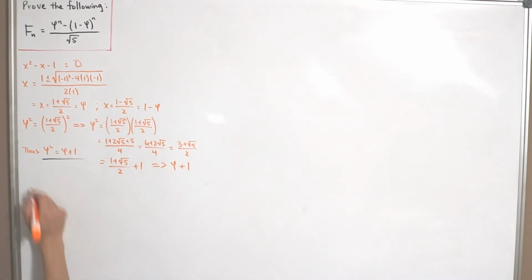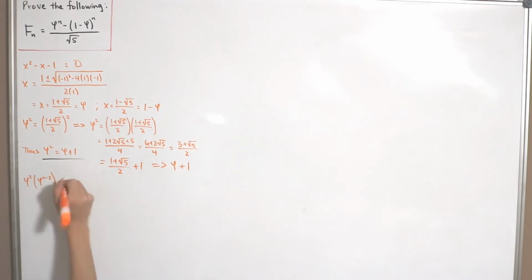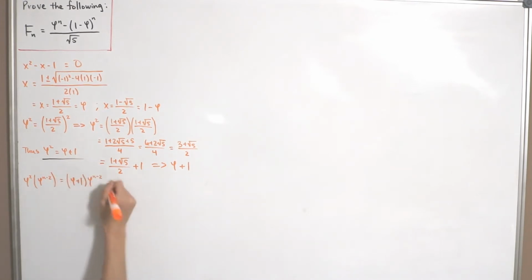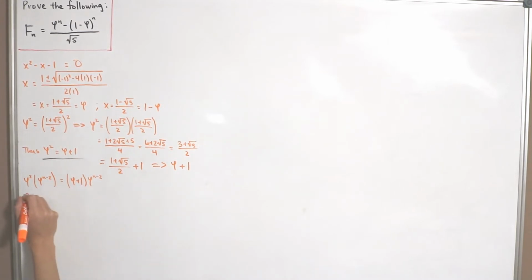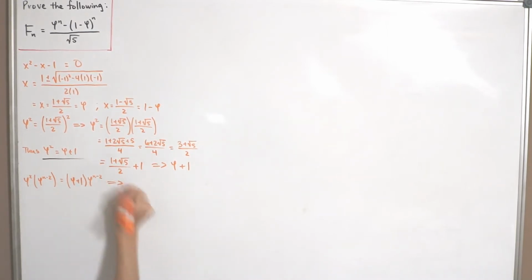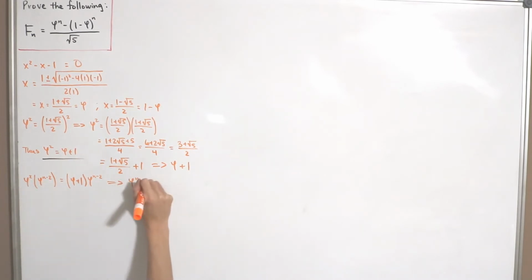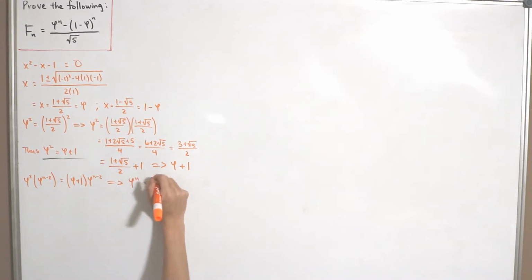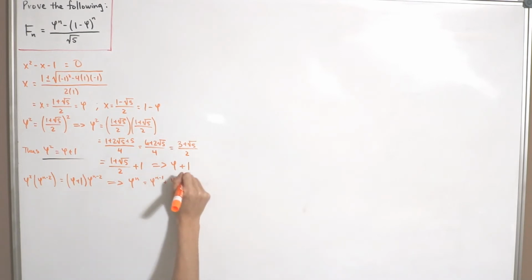So we have phi squared multiplied by phi to the power n minus 2, which is equal to (phi plus 1) times phi to the power n minus 2. The exponents 2 and negative 2 cancel, so we're just left with phi to the power n. That's equal to, when we distribute over here, phi to the power n minus 1, and then we add this to phi to the power n minus 2.